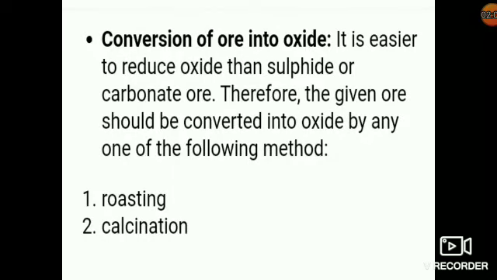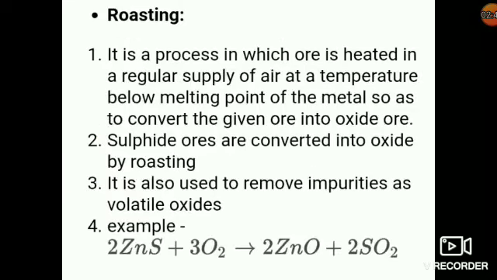Conversion of ore into oxide. Now it is said that metal oxides are easier to reduce. You just have to remove the oxygen and you can reduce the metal oxide. This process is much easier than reducing the sulfide or carbonate ore. So what we do is, if the given ore is sulfide or carbonate, we try to convert it into the oxide form before we proceed further, and this is done by the roasting or calcination method.